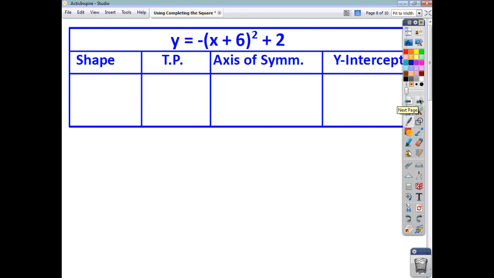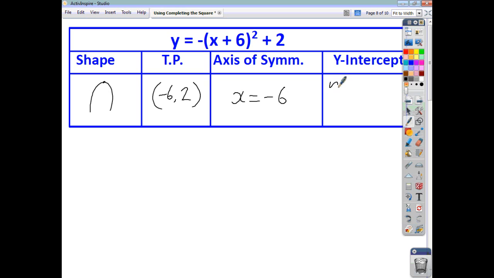Try this one. Let's have a look. This time our shape is going to be n-shaped, because when you multiply all of this out, x squared would be negative. So it's a maximum turning point we're going to have. What would that turning point be? Read the values. Negative 6, 2. The axis of symmetry, vertical straight line going through the turning point, so x equals negative 6.